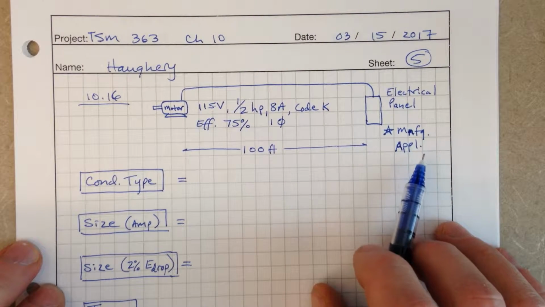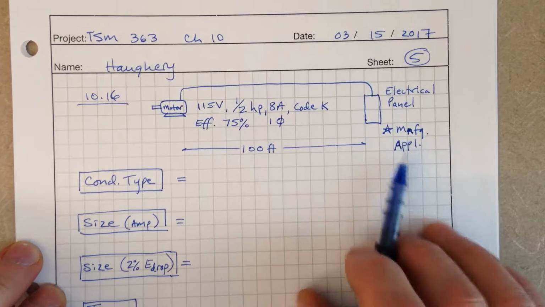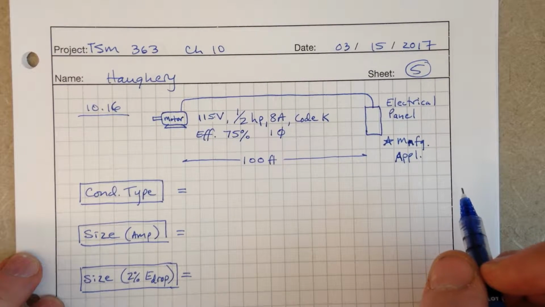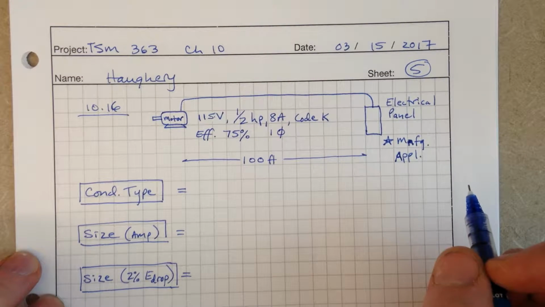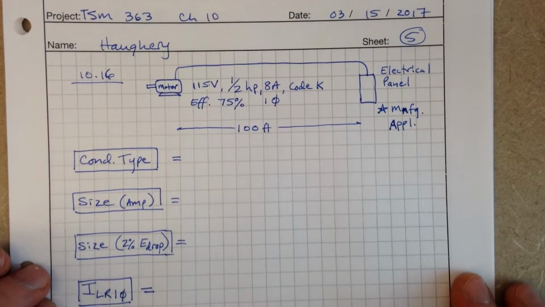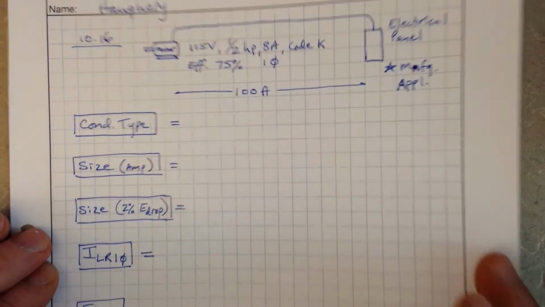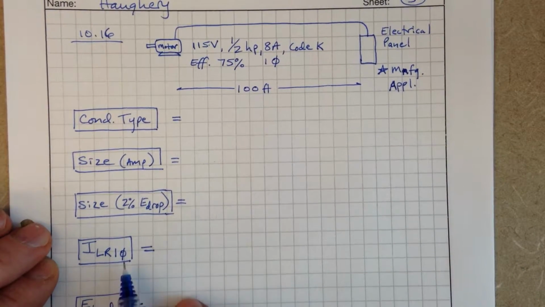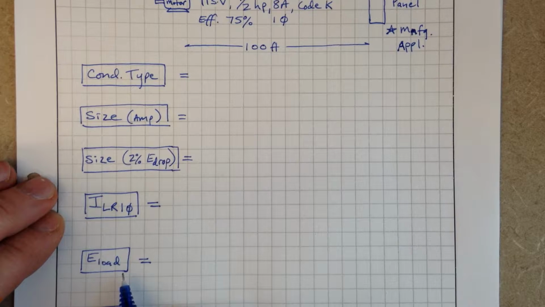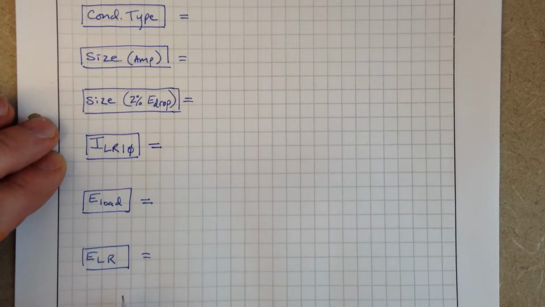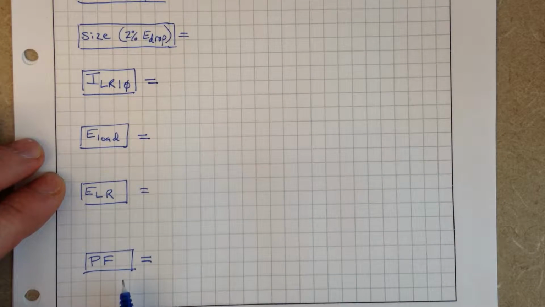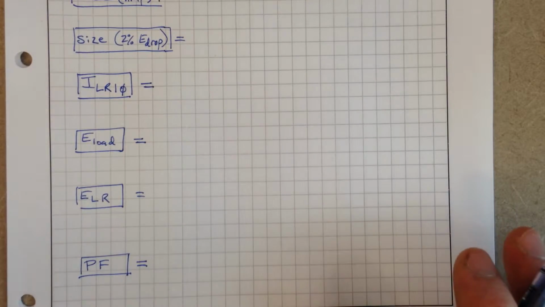The application environment is a manufacturing environment, inside a manufacturing plant, right? We're going to use some type of conduit to run this wire in. So what we want to find is the conductor type, size per ampacity, size per voltage drop, the locked rotor torque, so the max current during a locked rotor scenario. We want to find the voltage at the load, and then the voltage at the load when it's a locked rotor, and power factor. So we're going to run through a couple different parts of this.